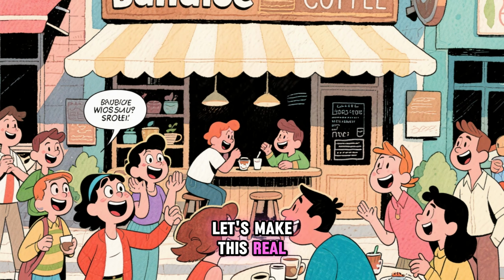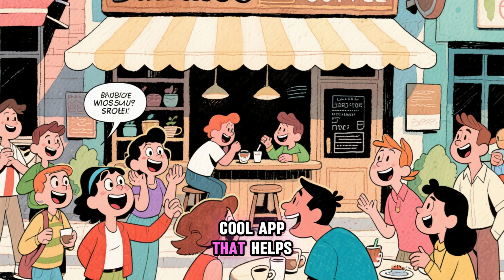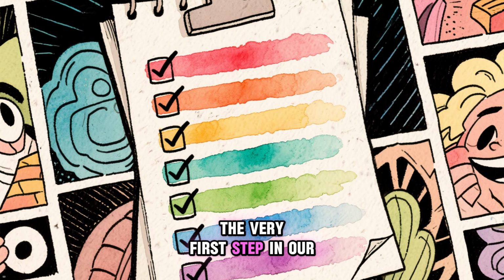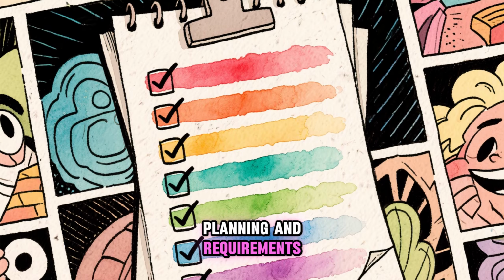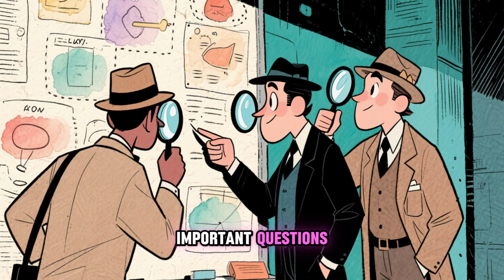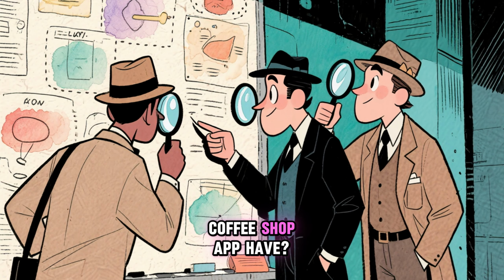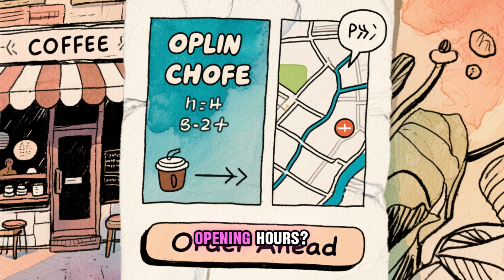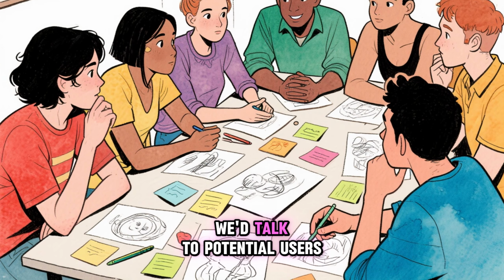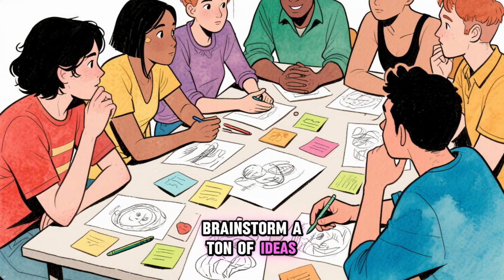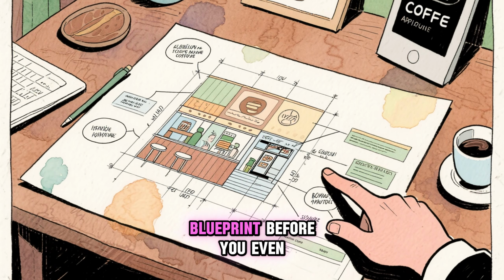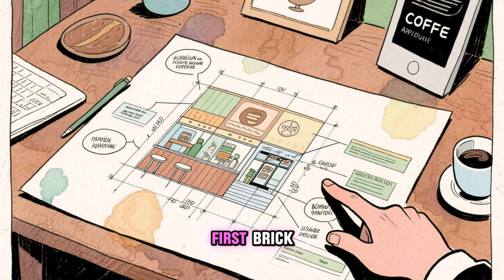Let's make this real. Imagine you want to build a super cool app that helps people find the best local coffee shops. That's our big idea. The very first step in our SDLC is planning and requirements gathering. This is where we play detective and ask all the important questions. What features should this coffee shop app have? Should it show ratings, opening hours, directions, maybe even allow users to order ahead? We'd talk to potential users, brainstorm a ton of ideas, and define exactly what we want to achieve. It's like sketching out the detailed blueprint before you even think about laying the first brick.